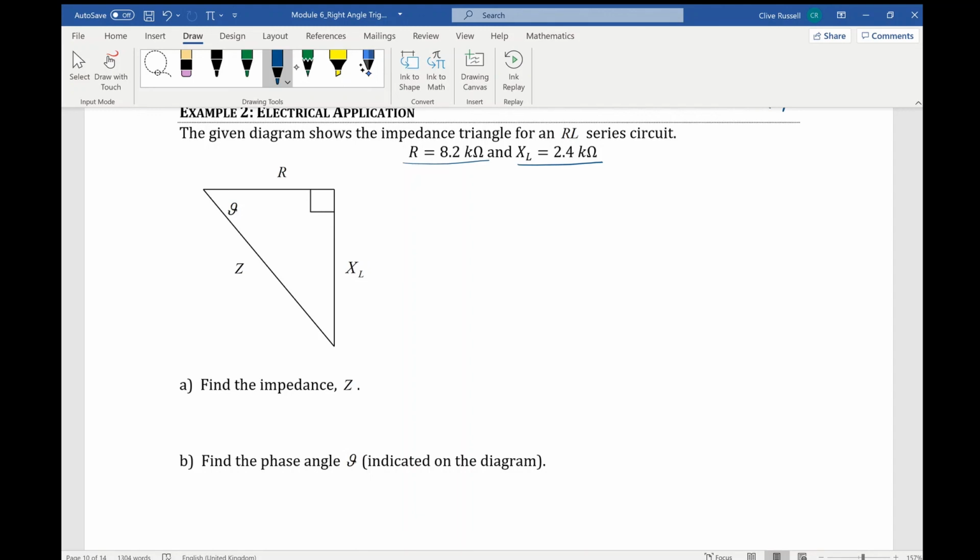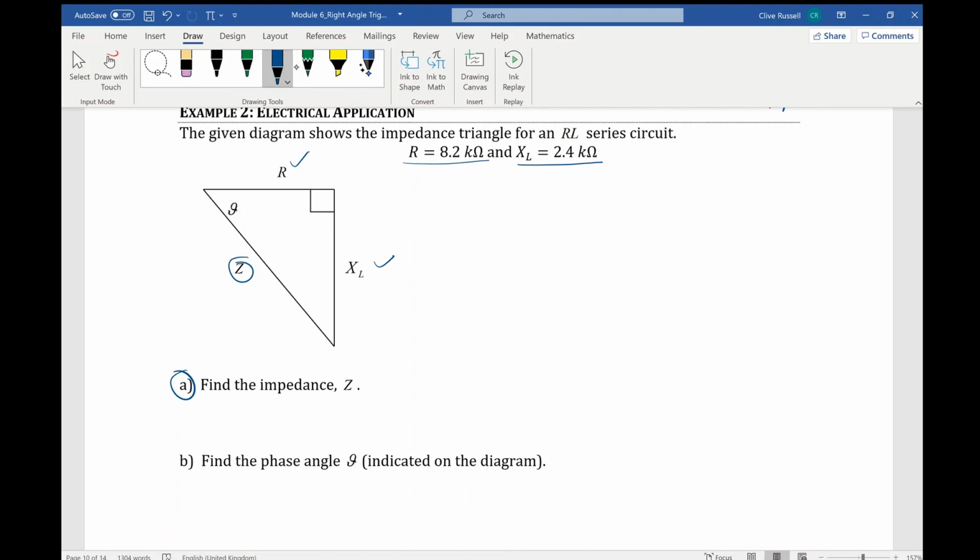Example A says find the impedance Z. So impedance Z is the hypotenuse. Notice that you're given R and you're given XL. So it's sort of like three sides of a triangle: you're given two, you want to find the third. So that's not the sum angle theorem, it has to be the Pythagorean. There are no angles involved in part A.